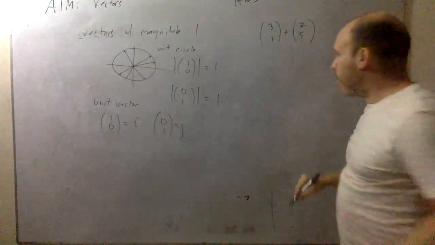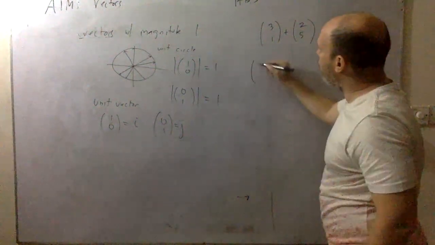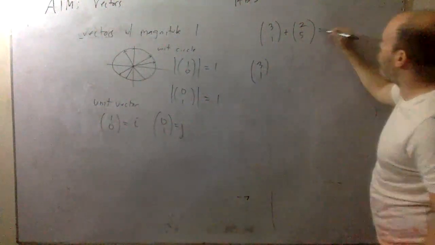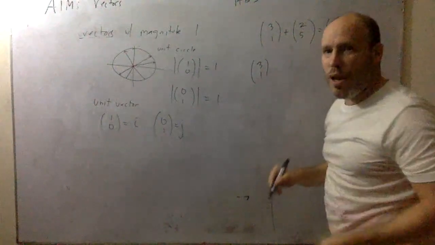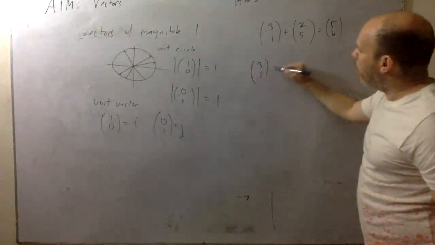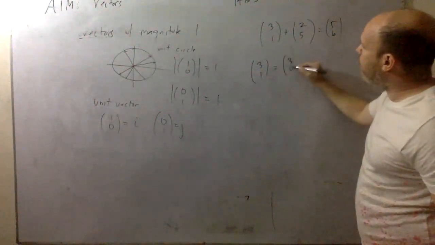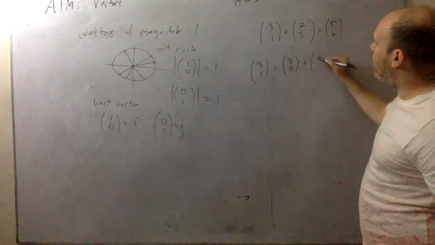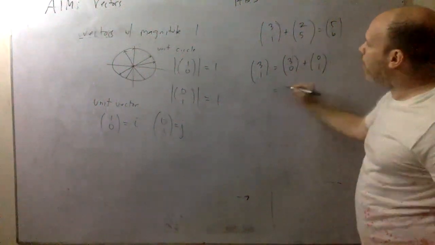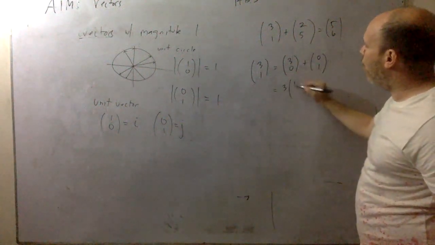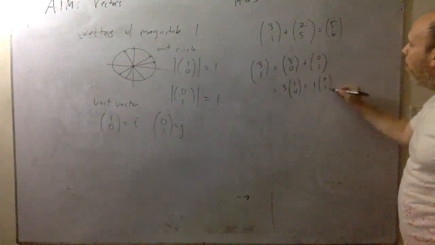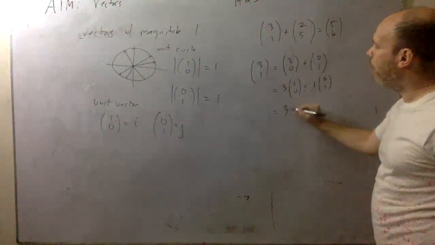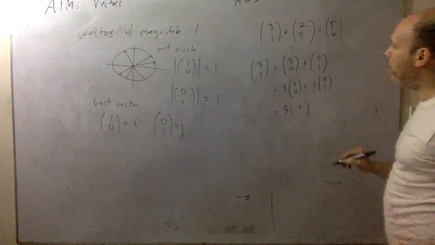Well, we're not going to represent this anymore. We're going to take 3, 1, and we know the answer is 5, 6, right? But let's do a different representation. Now 3, 1 is equal to 3, 0 plus 0, 1, which is equal to 3 times 1, 0 plus 1 times 0, 1. We're going to call this 3i plus j.